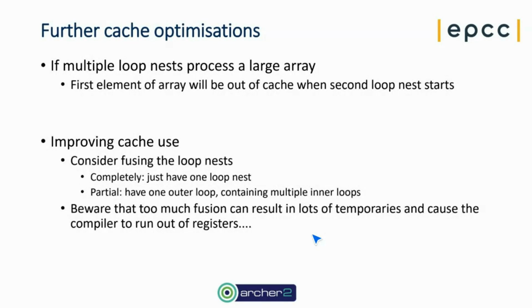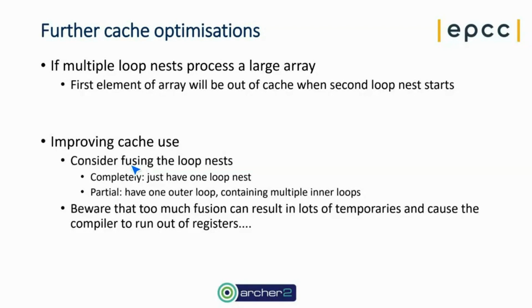Other things we can do for cache optimization is think about fusing loops. Okay, so if we have multiple loop nests, one after the other, that access the same array data, then if the array is large enough, by the time we get to starting the second loop, the elements at the beginning of the array would already have been replaced from the cache.